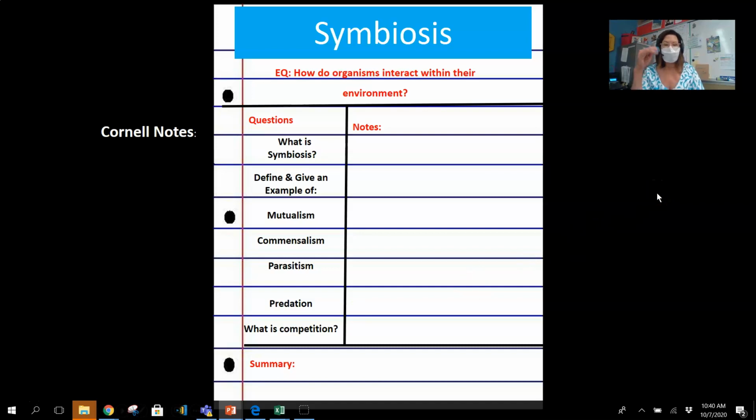I want you to write on a piece of paper. Hopefully you have a notebook or a binder with loose leaf paper in it. I want you to copy the essential question, which is, how do organisms interact within their environment? And then you're going to make it look like this. These are Cornell notes, and you might need a little more space in between the questions. Like you might leave a couple of spaces here.